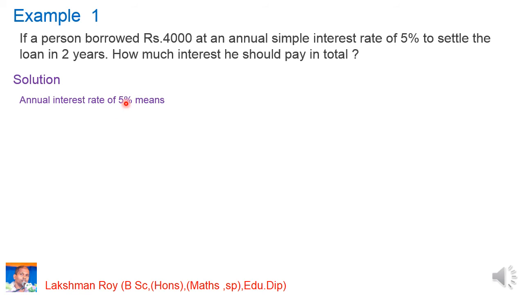So this is 5%. Students, you can define it this way: 5%, the loan amount is 100 rupees. That person should pay interest. What is the interest? 5 rupees interest per year. So that is an annual interest rate of 5%. If a person takes a 100 rupees loan, the extra amount he should pay is 5 rupees.